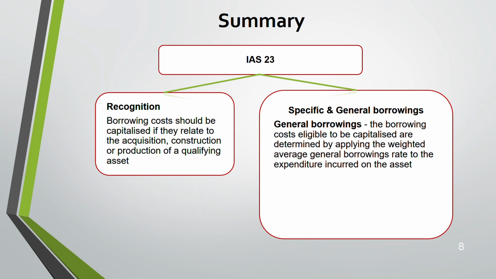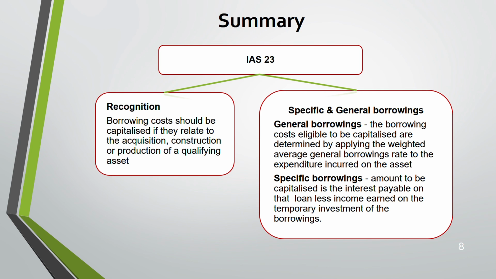Examiner will give you in the exam. What is that weighted average? What is that percentage? That is incurred for this qualifying asset. Only that much you can capitalize, not the entire borrowing. And if it's a specific borrowing, you can capitalize it, but the amount to be capitalized is the interest payable on the loan minus any income earned on the temporary investment of that borrowing. That's the only difference. Here there is no weighted average because that borrowing is only for that qualifying asset only. It is specific. Go by the word.